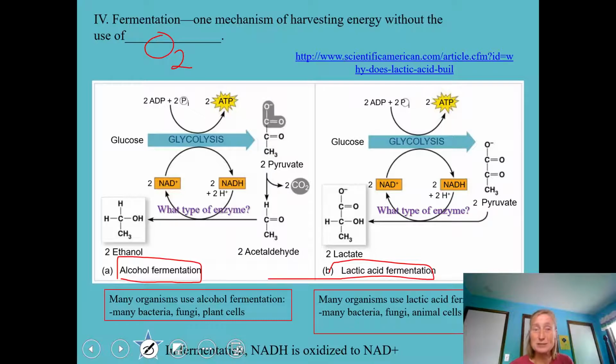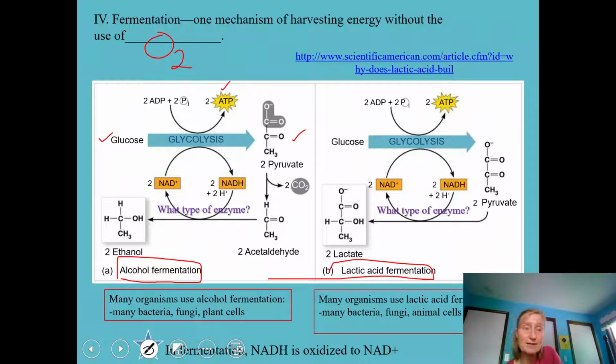Lots of organisms can use what's called alcohol fermentation. Bacteria, fungi, plant cells. And in alcohol fermentation, let's take a look at the picture. We start with glucose, okay? And glucose goes through glycolysis. Oh, those 10 steps of glycolysis to make 2 pyruvates. And some ATP by substrate level phosphorylation.